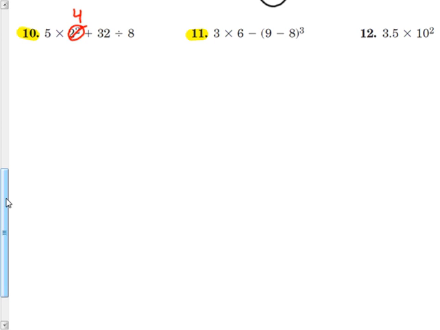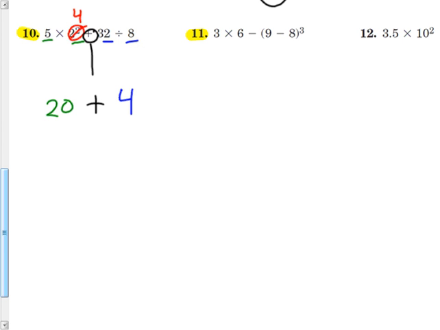Now, the next thing I see is that I have an addition sign that I can bring down and save till the end. Now that breaks this problem up into 2 much more manageable problems. On the left side, I have 5 times 4, because I've already taken care of the exponent part, so 5 times 4, which is 20. On the right side, I have 32 divided by 8, and I know that 32 divided by 8 is 4.